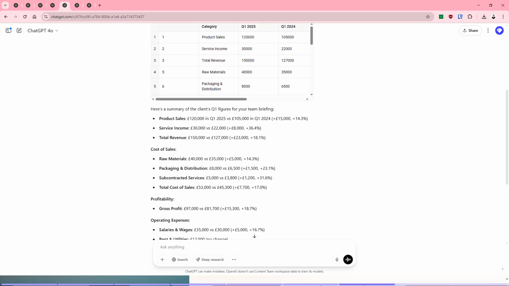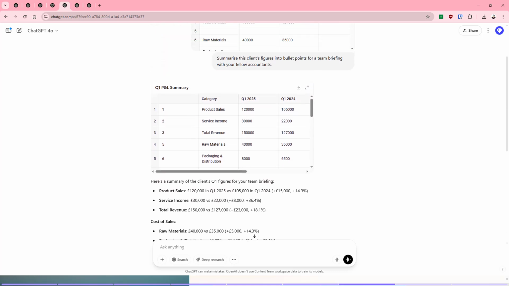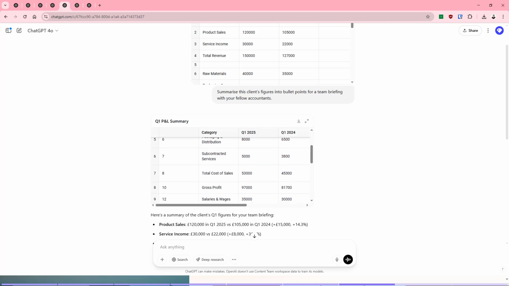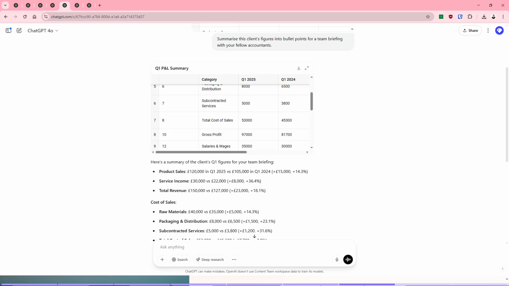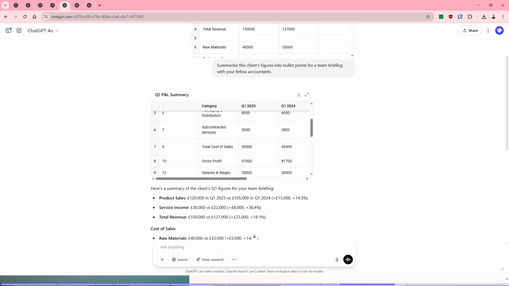So we can then go into that client meeting or that management meeting with the fellow accountants and say client 1 has gone, their product sales has gone up 14.3%, their service income has gone up 36.4%, and so on. So very quick and easy, just analyze the figures and provide us with some information in bullet points.